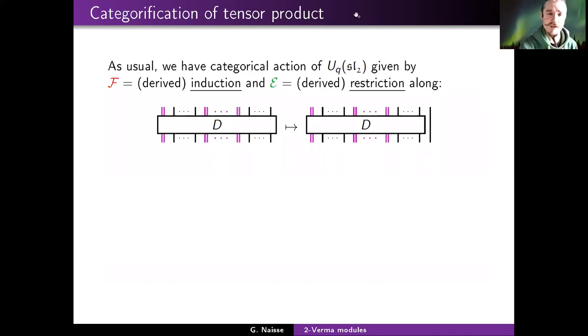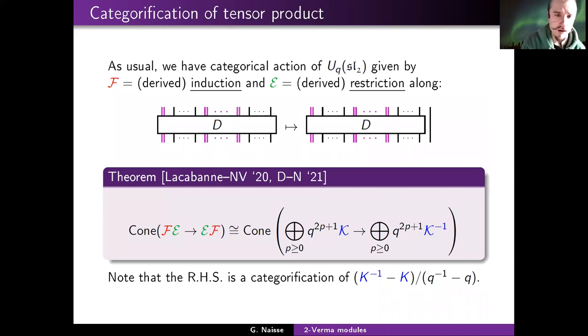And again, you can define a categorical action on the derived category of bigraded DG modules over this algebra by doing a derived induction and derived restriction along the map that adds a vertical strand on the right. And similarly, as in the first part, because the algebras are very nice, you can rewrite this derived induction and derived restriction as simply doing a usual tensor product of DG bimodules. So you can make this quite explicit and computable. And now again, as in the first part, you can categorify the SL2 commutator relation as an isomorphism, or a quasi-isomorphism, of a mapping cone.